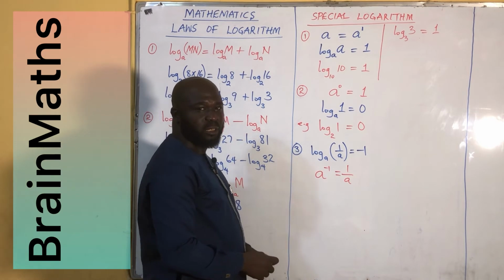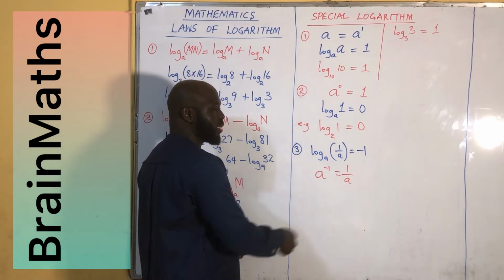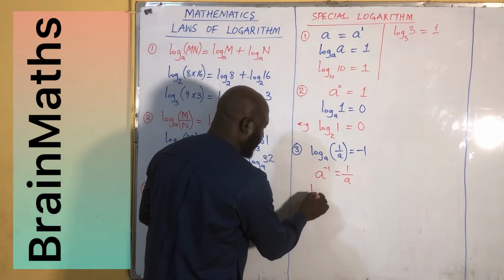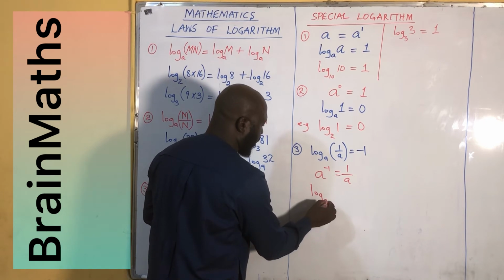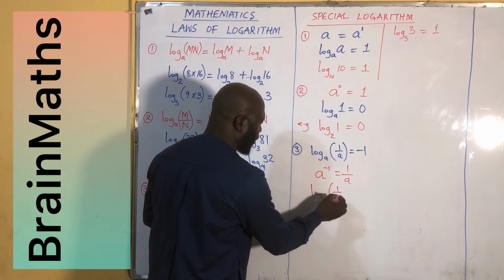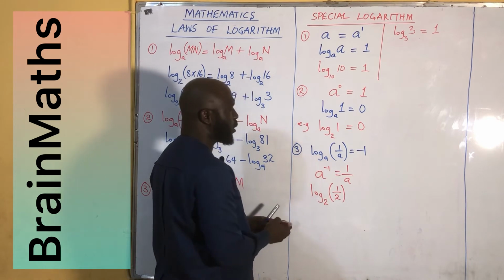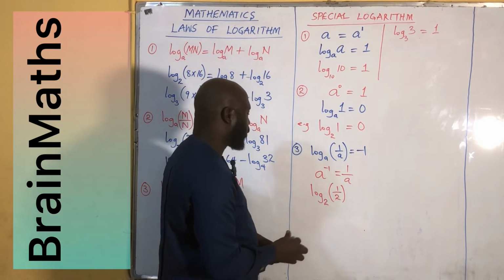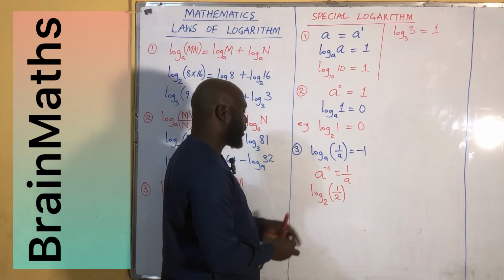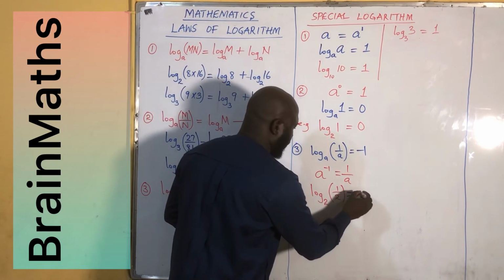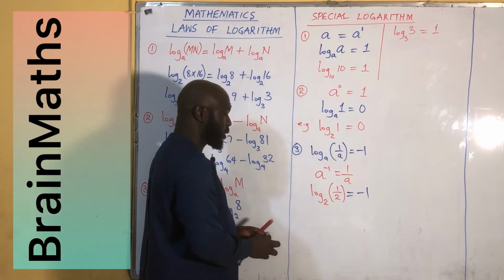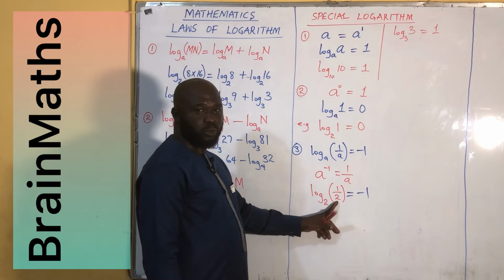So for every logarithm in this format, take an example of logarithm in base 2 of 1 over 2. Logarithm in base 2 of 1 over 2. If we expand this, will give us minus 1. Because we can rewrite this as 2 raised to power minus 1.